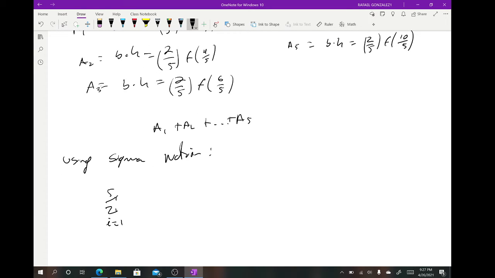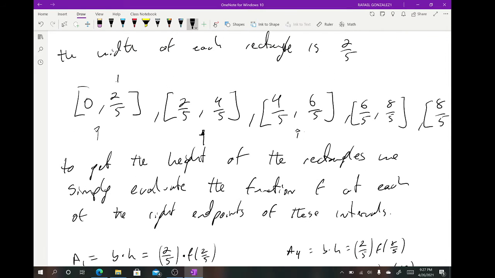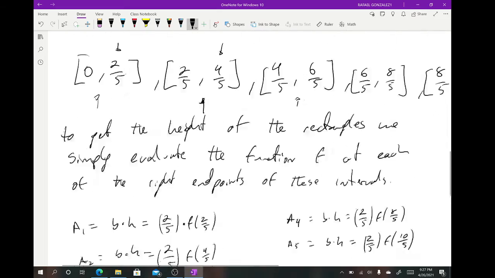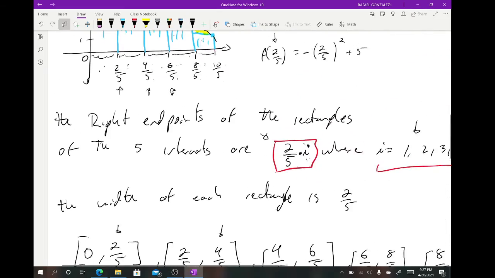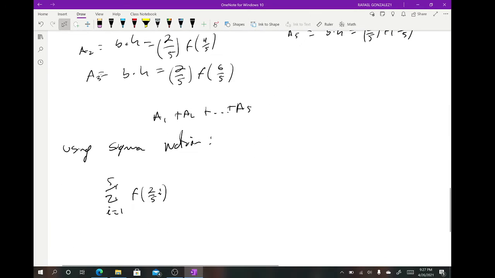Well, again, it's base times height, or the width times the height. So what is the height? The height is given by f of what? F of 2/5 times I, because notice, each right endpoint is 2/5 times I, where I is equal to 1, 2, 3, 4, 5. And the width is simply 2/5. So it's going to be the sum from I equals 1 to 5 of the height times the width.